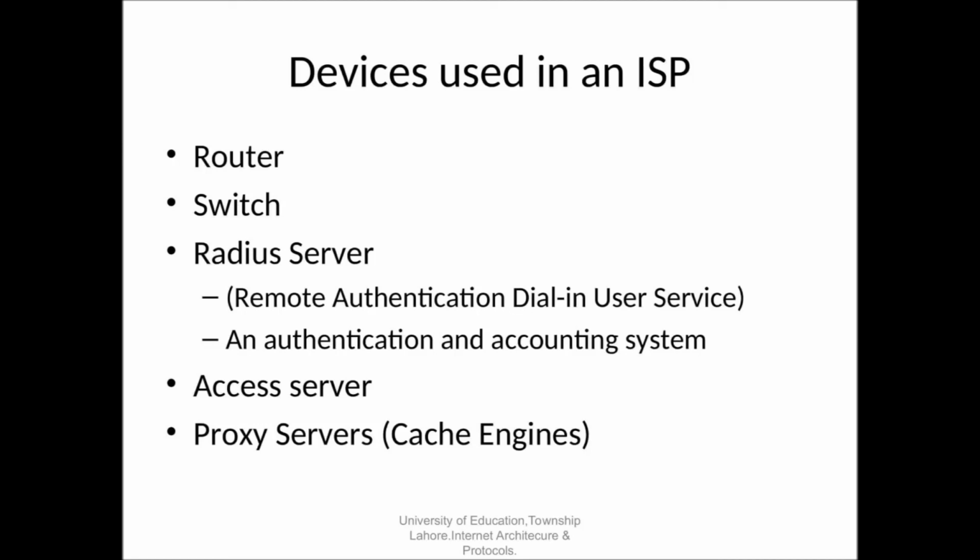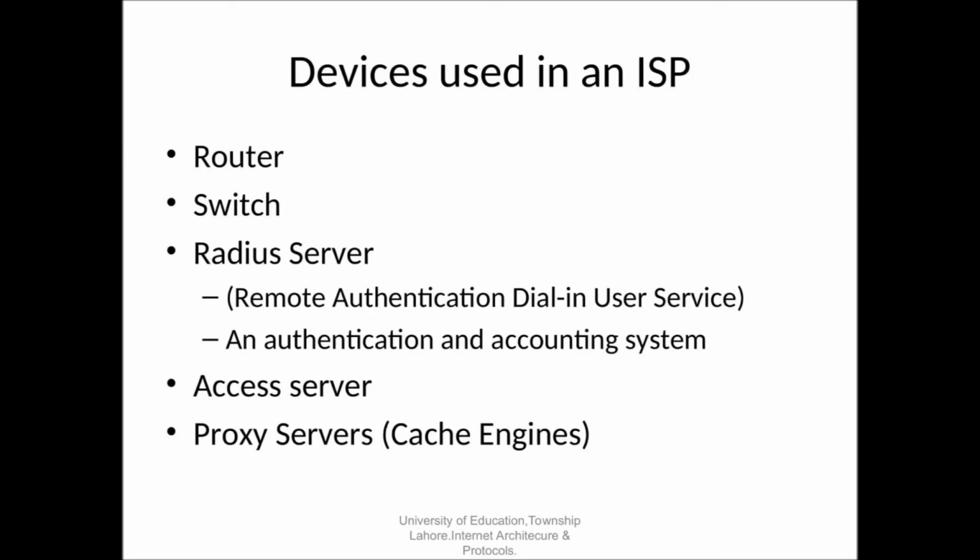Second device is the switch. A switch is a switching device which is used in an ISP network or in a company's network, and a switch is a layer 2 device which works on MAC address. But if we use layer 3 devices, which are ATM switches, ATM switches are like routers.